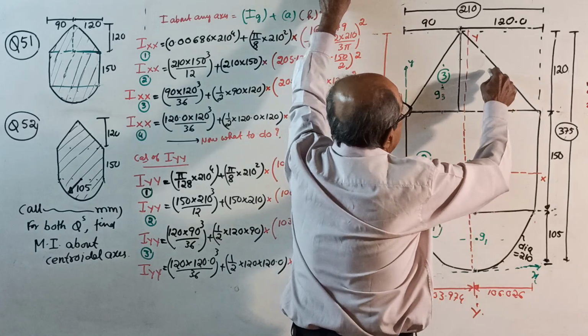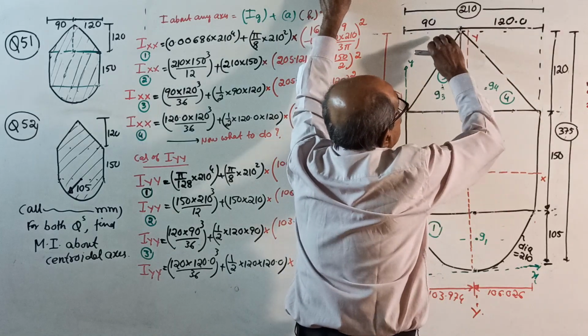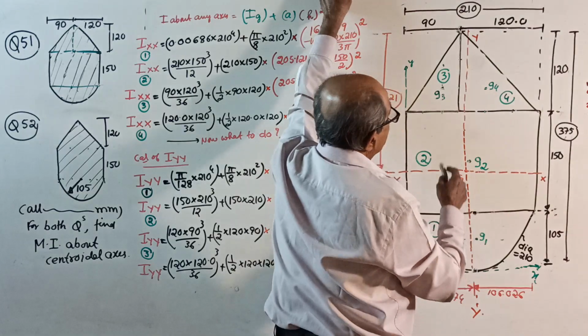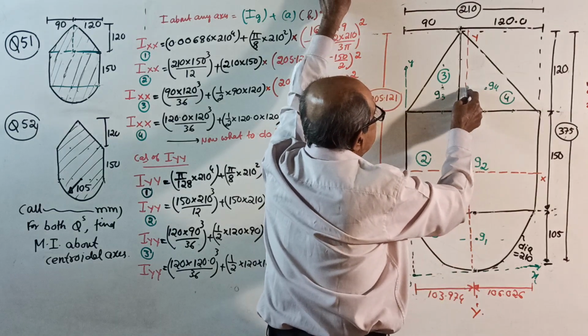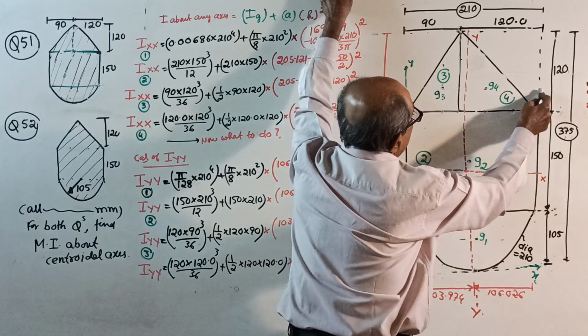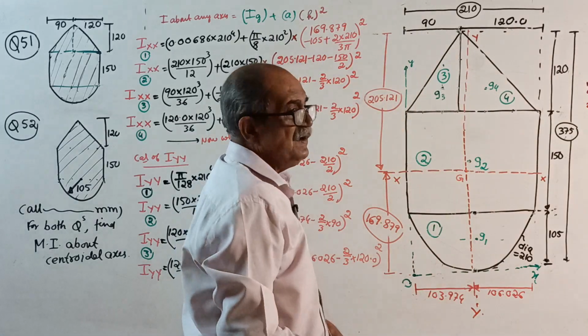Lastly, I about this axis first. 120 into 120.0, just to differentiate them, cube by 36 plus area into this distance square is 106.026 minus 2/3 of 120.0 whole square, get IYY.